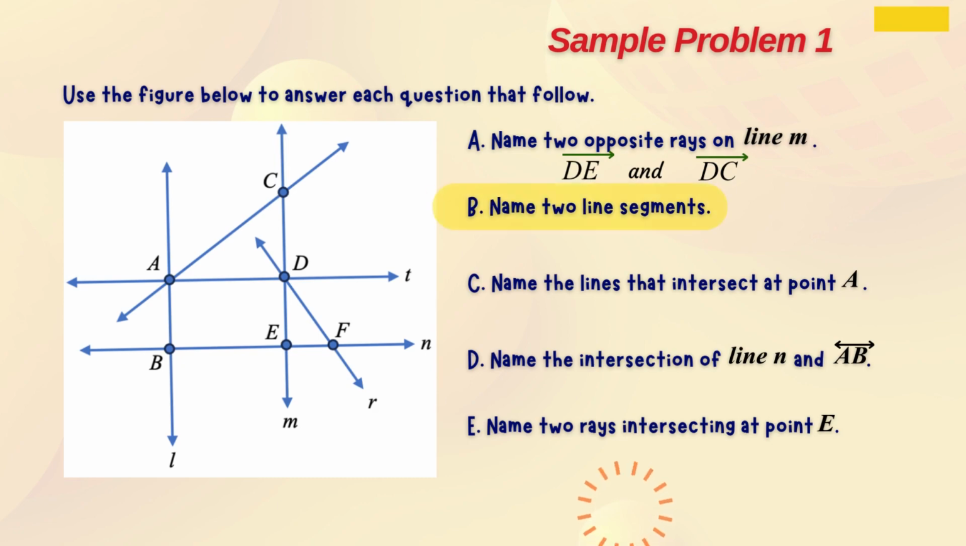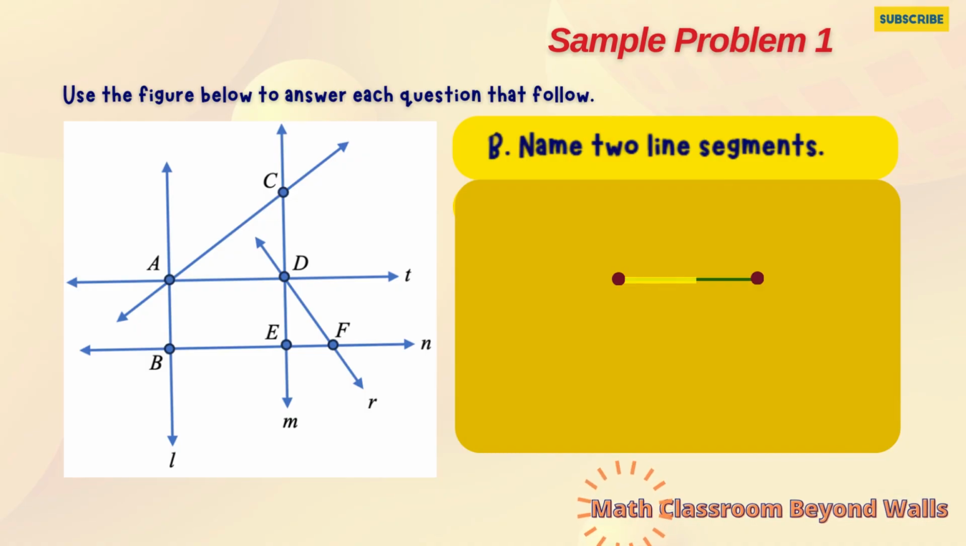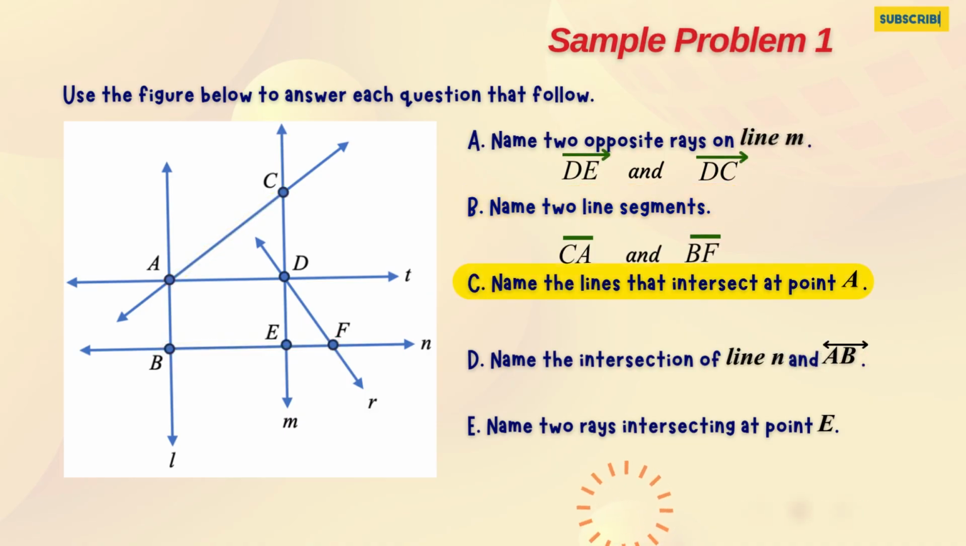We will move on to question B. Here, we're to name two line segments. Remember that a line segment is a part of a line bounded by two endpoints and contains every point on the line that is between its endpoints. We have lots of those here. Okay, so here is one, segment CA, and another one, segment BF. We will now move on to question C. We are to name the lines that intersect at point A. So, we will look for point A on our diagram, then trace all the lines that intersect at point A. Let's go.